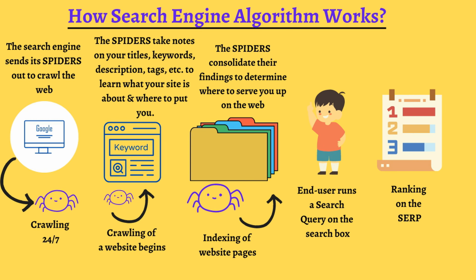And how does the search engine algorithm work? First of all, the search engine sends its spiders out to crawl the web, and the crawling is done 24 by 7. Then the spider takes notes of your title, descriptions, keywords, header tags, and meta description to learn what your site is about and where to put you. And then the spider consolidates their findings to determine where to serve you up on the web. That is indexing of website pages.